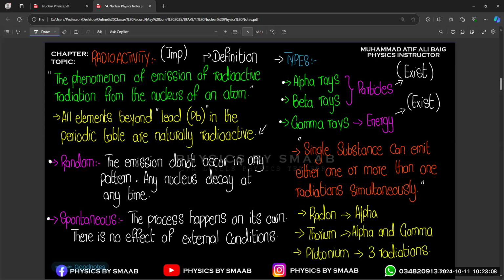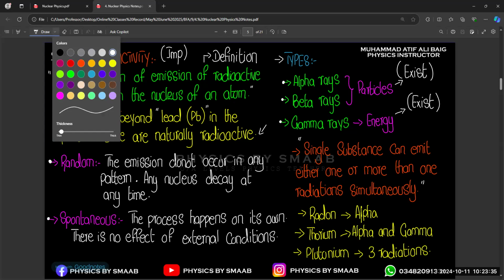Okay. So it is not compulsory that one element only emits one type of radiation. Maybe it will emit two, or maybe it will emit three types of radiations. Okay. So it completely depends upon the element. And again, we are not going to learn any name especially for this process. Okay. But just for your reference, there are some names given in the notes.